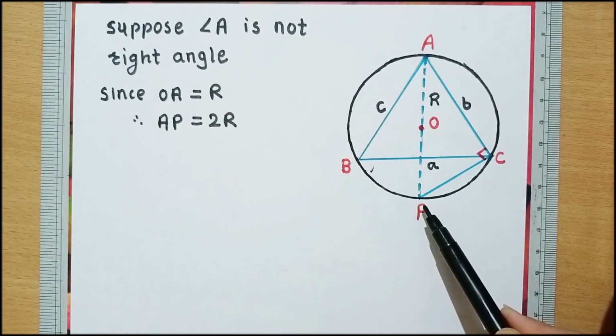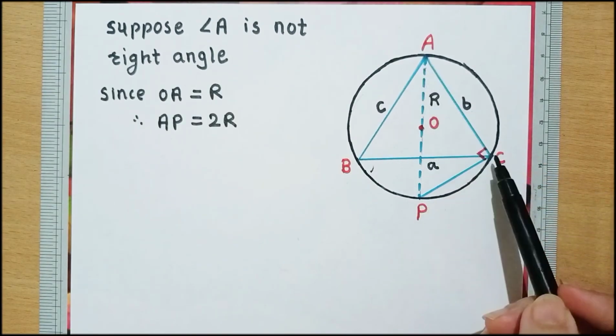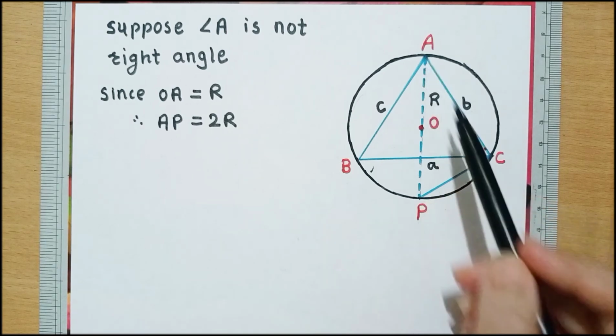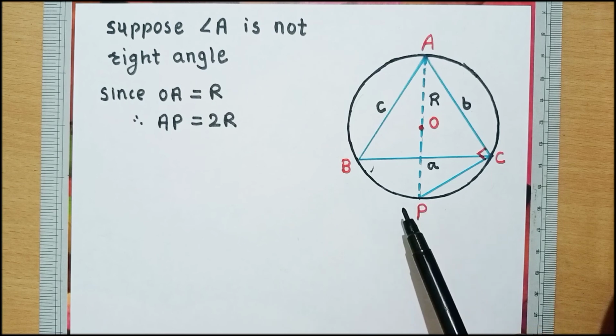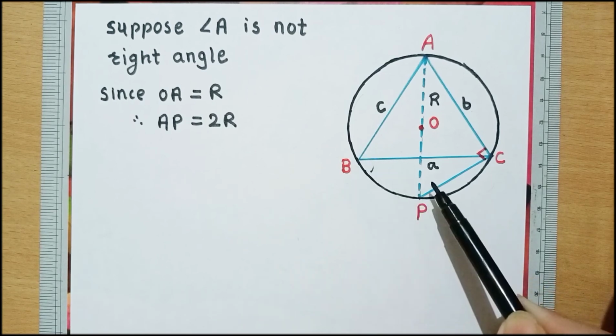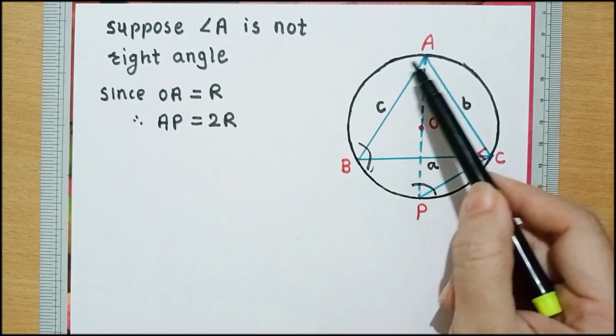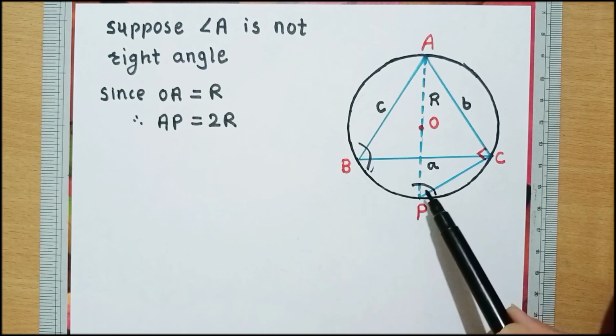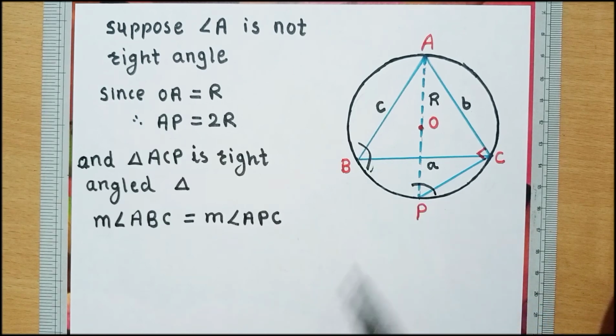AP is a diameter and the angle inscribed in a semicircle is a right angle. So triangle ACP is a right angle triangle. And check again angle B and angle P. These two angles are inscribed in the same arc. So the measures of these two angles are equal.